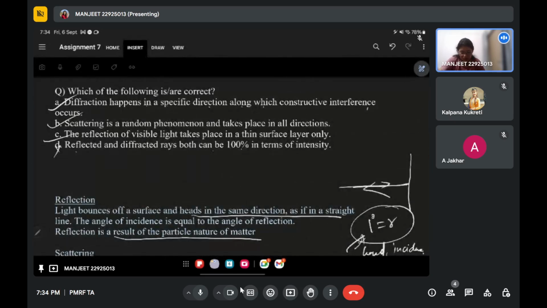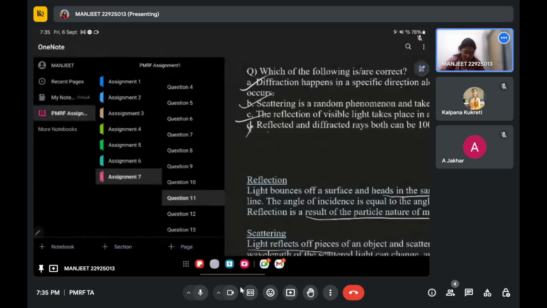And so the next one is: what is the difference between diffraction, scattering and reflection? Reflection is basically when the radiation is reflected at the same angle as the angle of incidence. Scattering is a random phenomenon that splits the radiation in all directions.